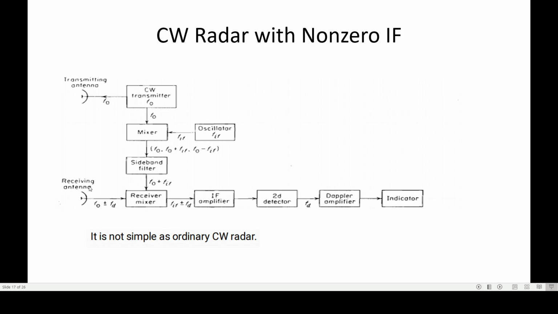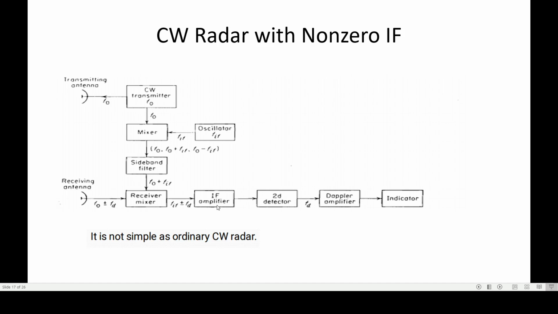Now the receiving antenna will receive f0 plus or minus fd. There is a Doppler shift. Then we are using again a mixer. When we mix here, what will we get? This f0 and f0 will cancel. Then the final component is fIF plus or minus fd.